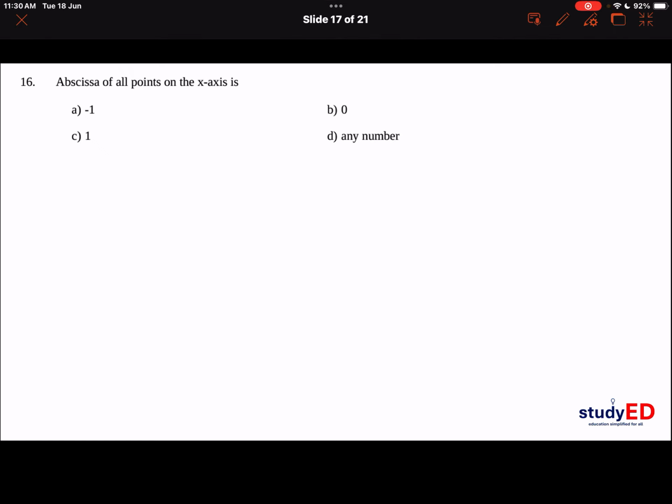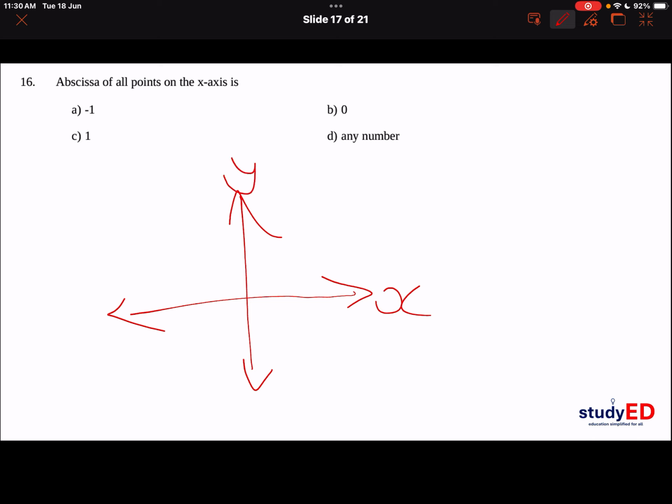Abscissa of all points on the x-axis. Again, this is very simple. This is the x-axis and this is the y-axis. Now, abscissa means the x-coordinate. For a point to lie on the x-axis, that is, if it wants to stay on the x-axis itself, it should not move upward or downward. Meaning, it should not move up or down the y-axis.